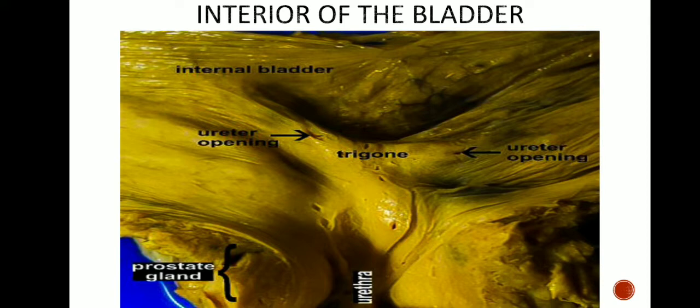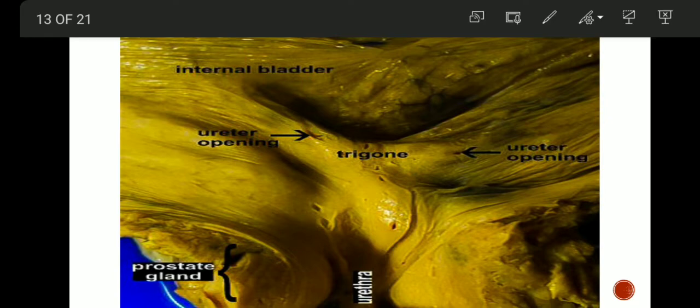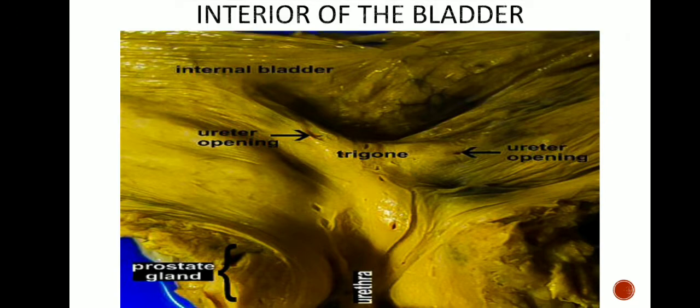As you can see, this is the trigone of the bladder. It is superiorly bounded by the ureteric openings and inferiorly bounded by the urethra. As you can see in the picture, these are the rugae, where the innermost mucous membranous layer is loosely adherent to the muscular layer, which is different from the trigone part.